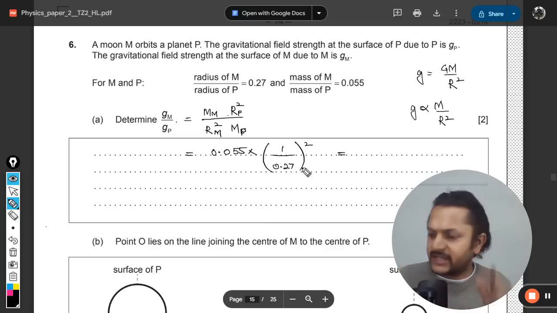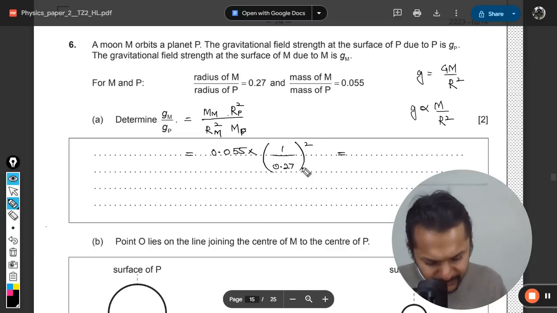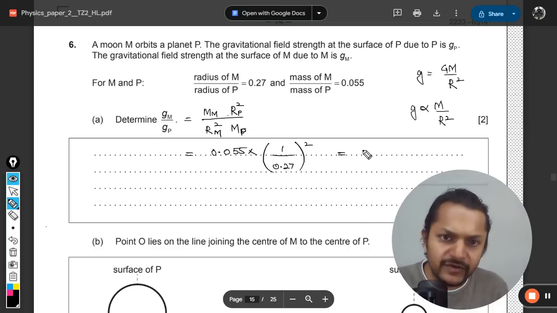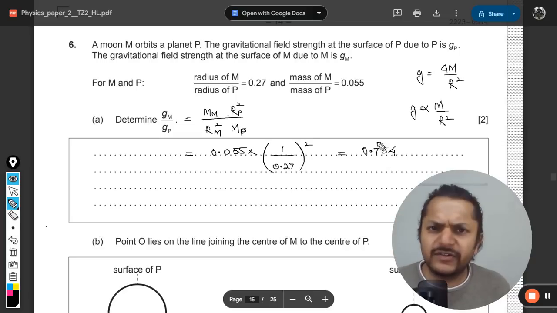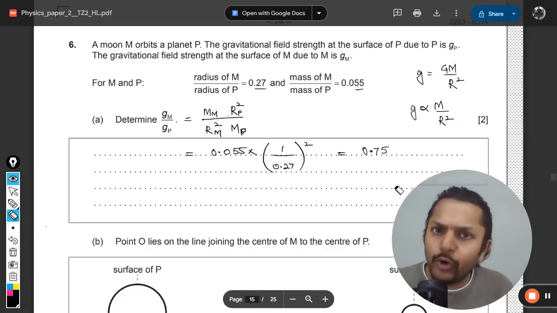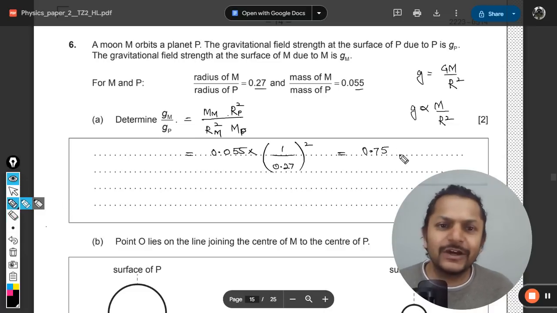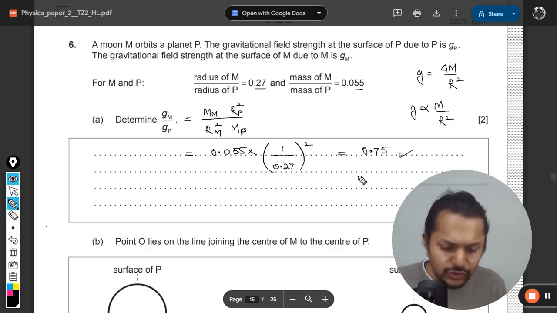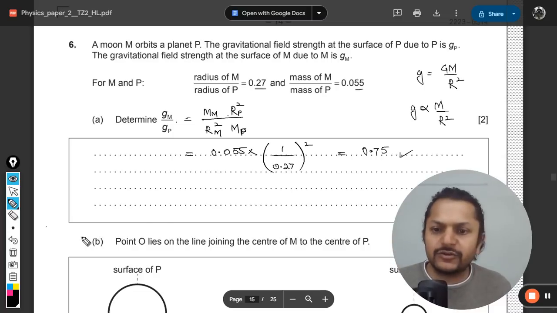This is going to be the correct answer, and with the help of calculator we can see, yes, I'm getting 0.75. Like I'm getting 0.74, but because IB is usually interested in two significant figures, here also they are giving two significant figures. So our answer should be reported in two significant figures. So this is how we do it, and the answer will be 0.75 for the part A. I will show you the mark scheme later. Let us move to the next question now.